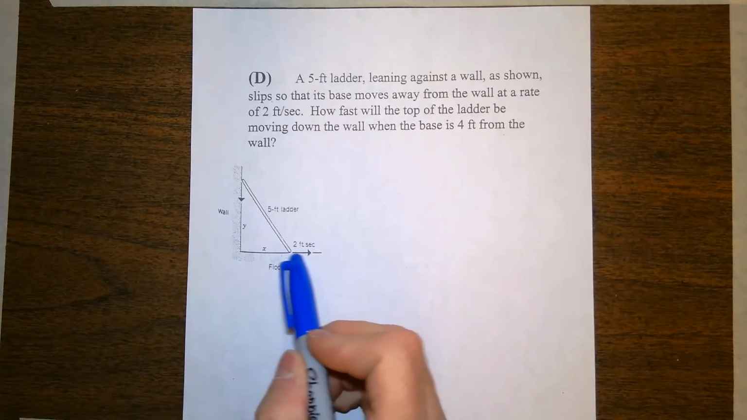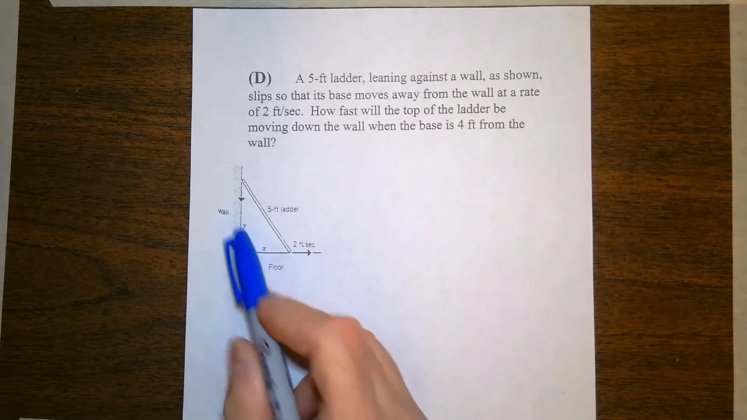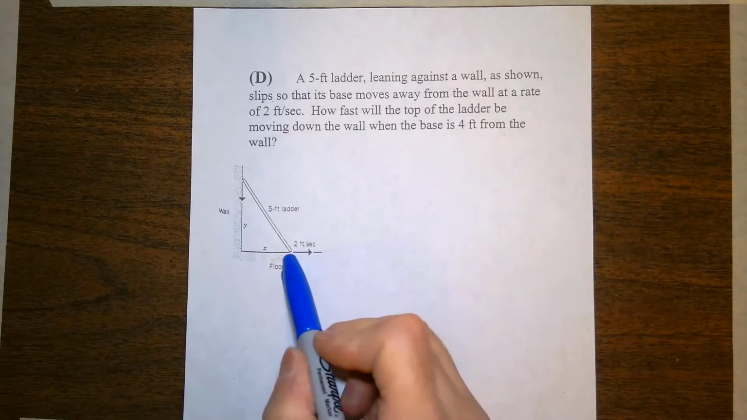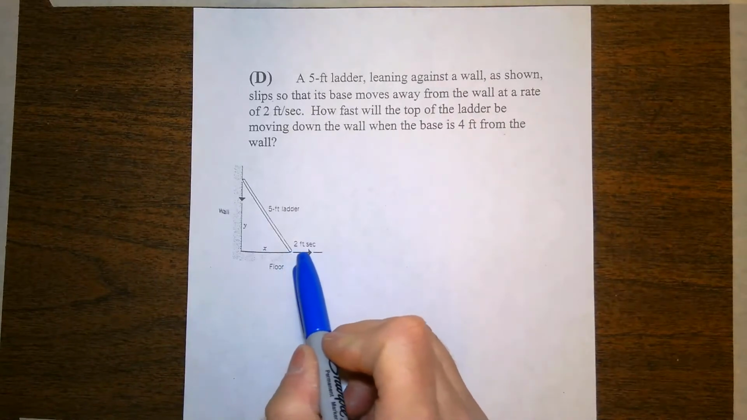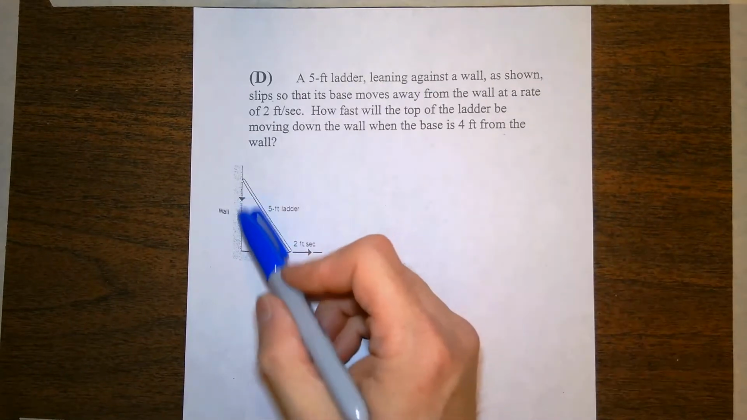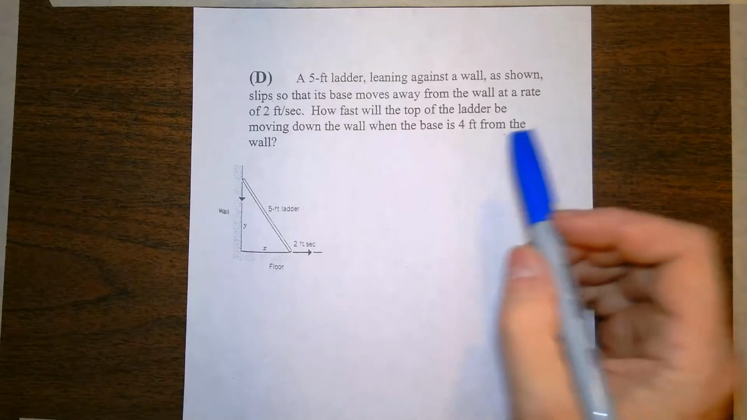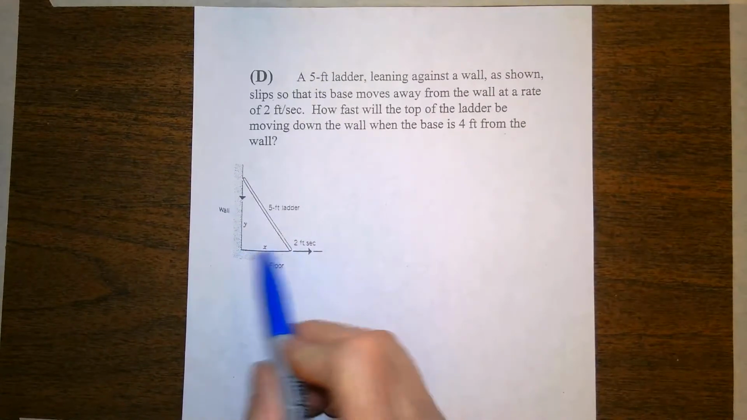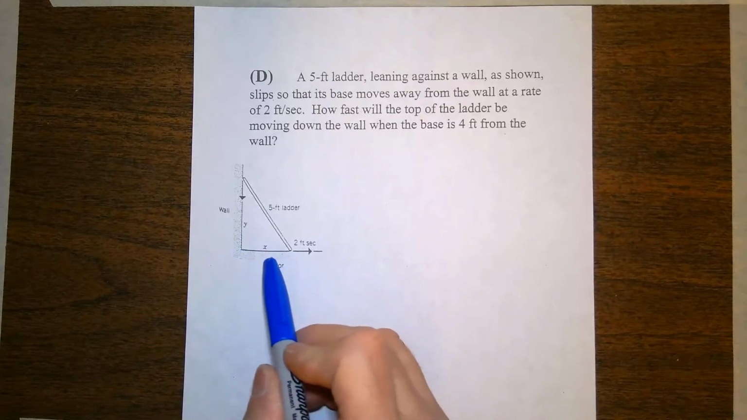speed is distance over time, and these distances are constantly changing. So it's not going to be, even though this is moving away at a constant rate of 2 feet per second, down the wall, that rate of change will be changing. And we want to know, well, what is that rate of change? Specifically, when the base of the ladder, here's the base of the ladder, is 4 feet from the wall. So when x is 4.